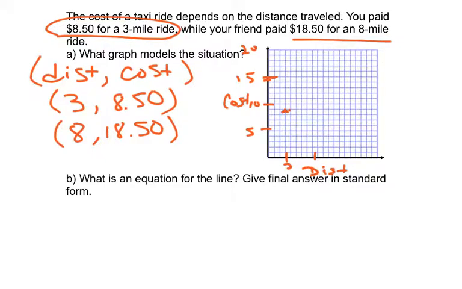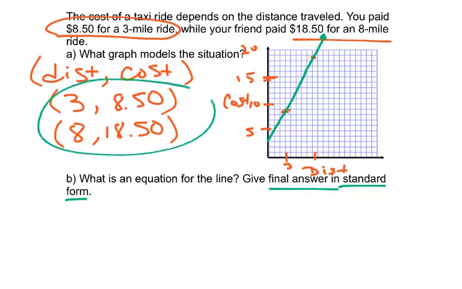And then when our distance is 8 miles, we want to be up at 1850. So right about there. And so we can connect those with a line to get an estimate here of that equation. Then it says, what is an equation for the line? Give your final answer in standard form. So again, that's the final answer, not how we were going to start.